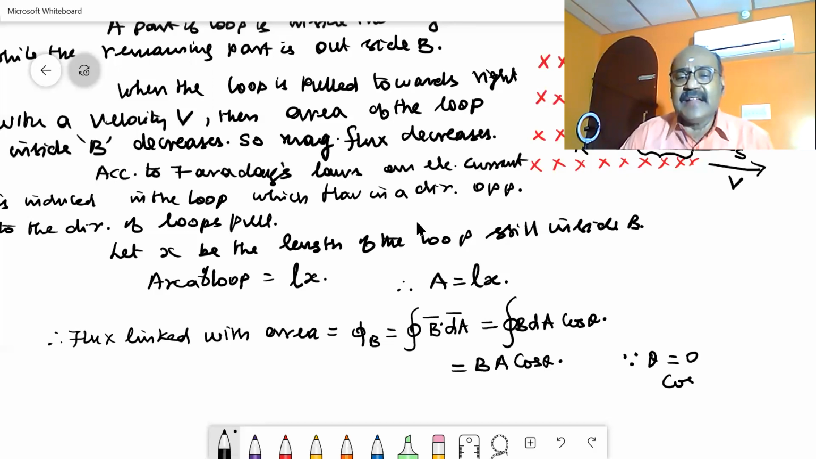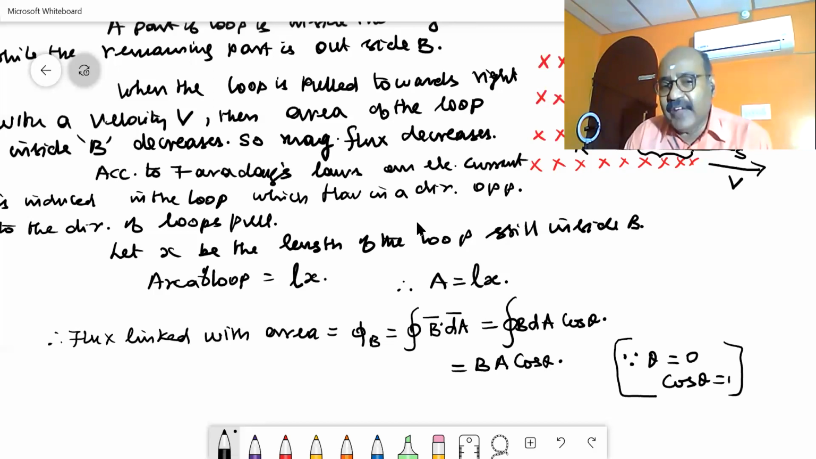Why are we saying theta is equal to 0? What is theta? Theta is the angle between the normal drawn to the area and the magnetic field. The normal drawn to the area and the magnetic field are acting parallel to each other. So theta becomes 0, so cos 0 becomes 1. So I get the flux phi B equal to B into A.